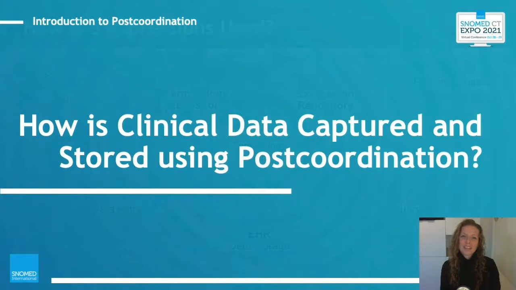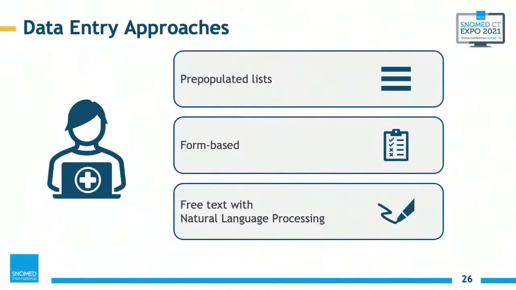Thank you, Linda. So now that you have been introduced to Nomencity expressions and when they should be used, I would like to continue this tutorial with explaining how clinical data may be captured, stored, and displayed using postcoordination. There are three main approaches to entering postcoordinated clinical data into an electronic health record. You can use pre-populated lists. You may use a form-based approach, or you can use free text with natural language processing to encode the free text with Nomencity. Let us now explore each of these approaches in more detail.